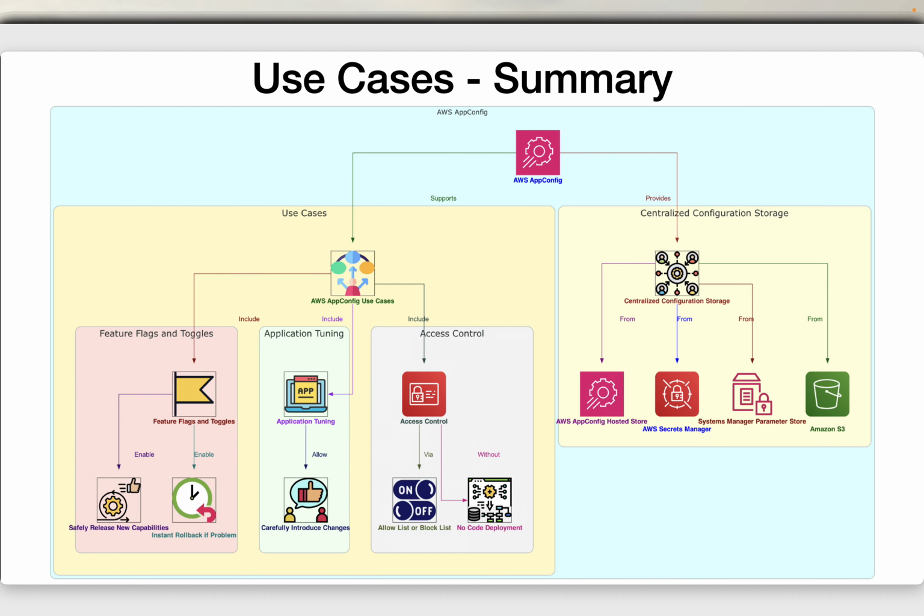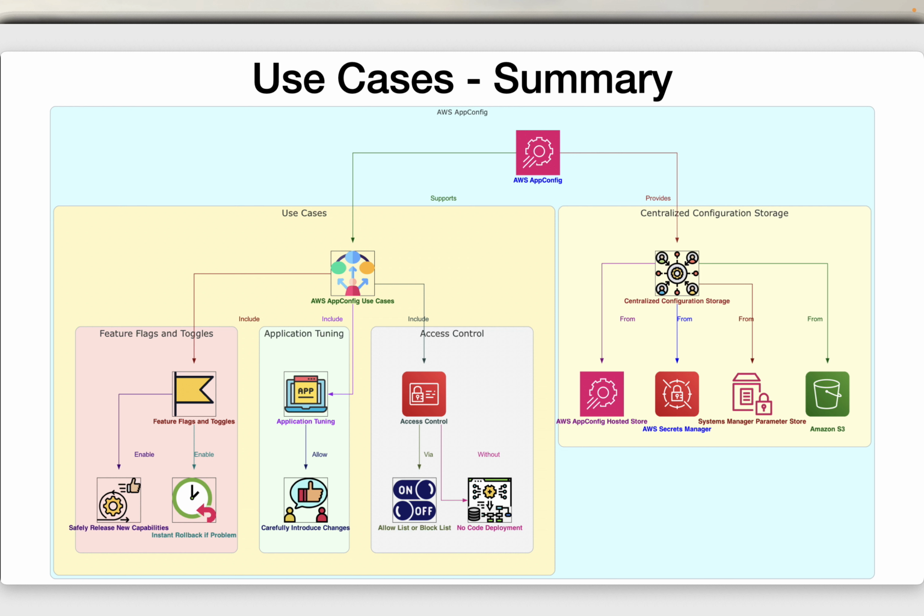Okay, let's summarize all the use cases. Despite the fact that application configuration content can vary greatly from application to application, AWS AppConfig supports the following use cases, which we would have already got some idea of, and this covers a broad spectrum of customer needs. First one is feature flags and toggles. You can safely release new capabilities to your customers in a controlled environment. You can instantly roll back changes if you experience a problem.